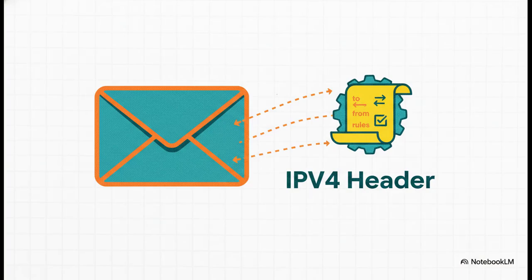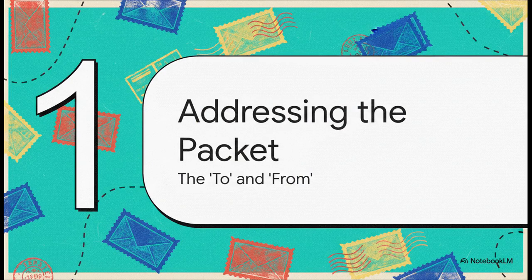But of course, for a postcard to get anywhere, it needs instructions, right? It needs a to address, a from address, and rules for how to handle it. In the digital world, that whole set of instructions is called the IPv4 header, and that's exactly what we're going to unpack today.